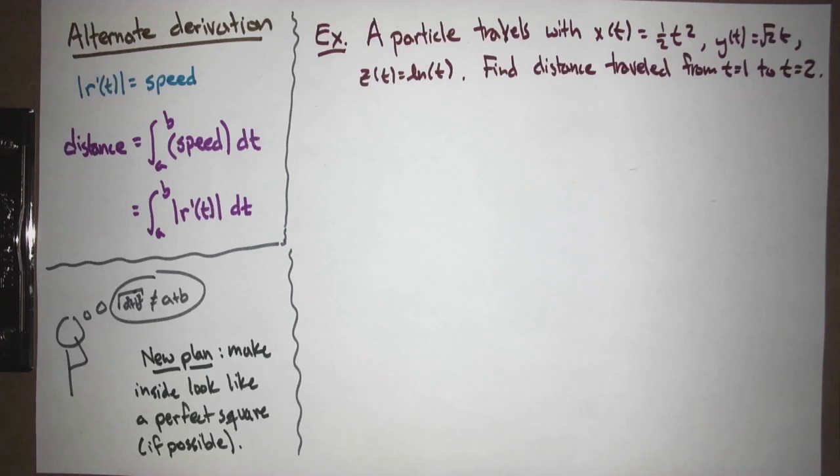Now you'll notice there's a thought bubble down here. There's this relationship, the square root of a squared plus b squared. It's still true that it's not a plus b.